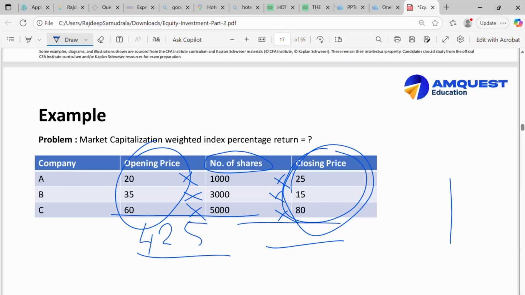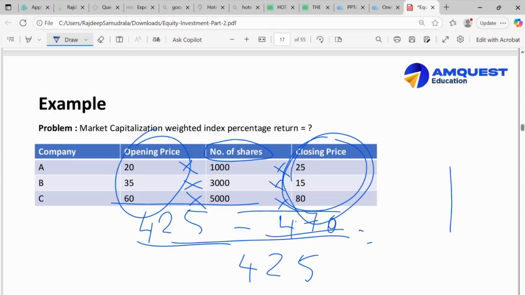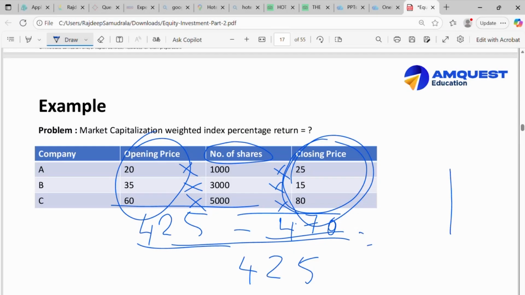Now if you do the closing amounts, 25,000, 45, that's 70, and 4 lakhs, so that's 470. So the market value cap index value was 425. It has now become 470. So the difference gives around 10.59 as the return. Clear? This effectively is the change in the market cap weighted value. You'll get the answer as 10.59. Any questions? So the overall index value has gone up by 10%.